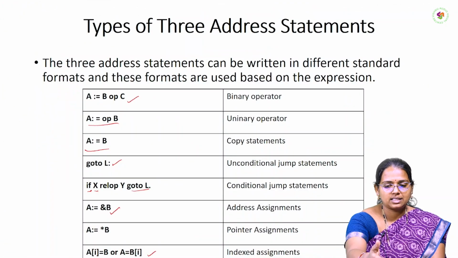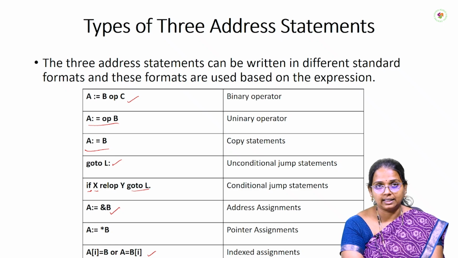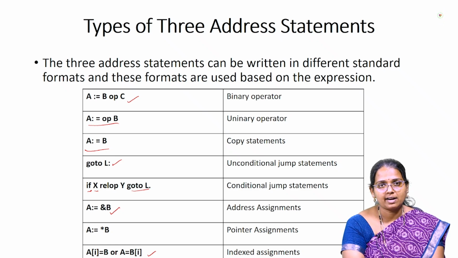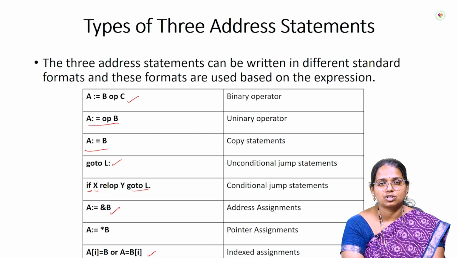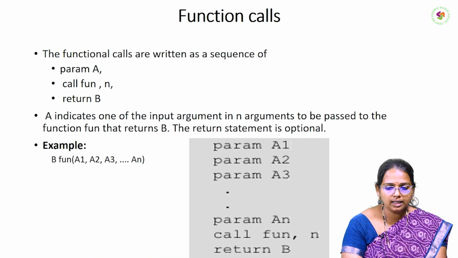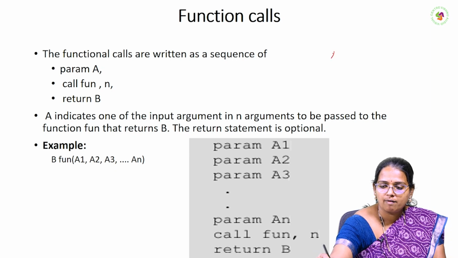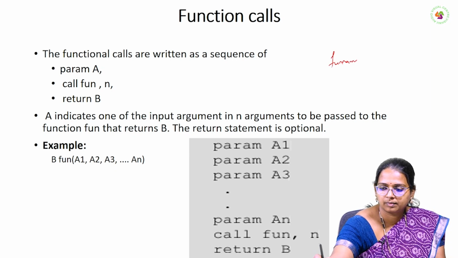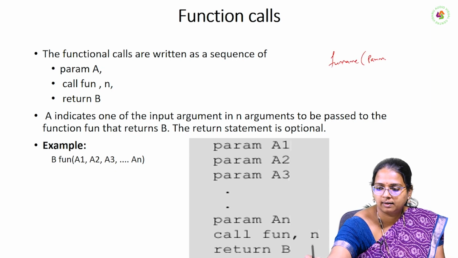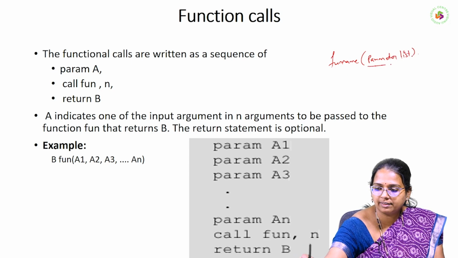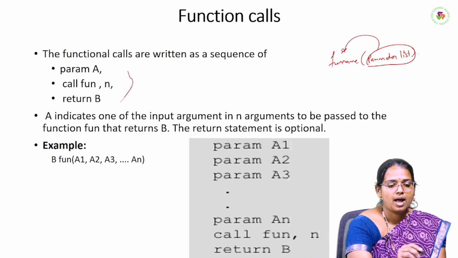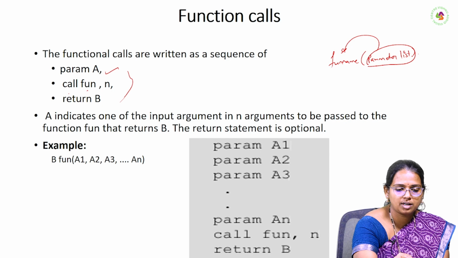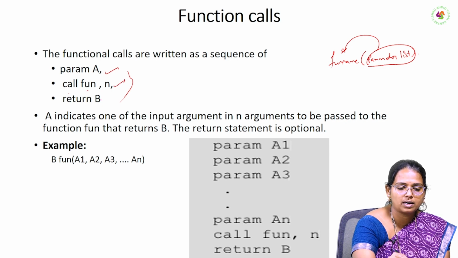Up to now we have seen how to write the basic statements. Sometimes in our program we'll write function calls. So we'll see now how the 3 address code for a function call is represented. A function call has a function name and a parameter list. First we define the parameter list, then we go for the function call in 3 address code: parameter, call function, number of parameters, and the return.